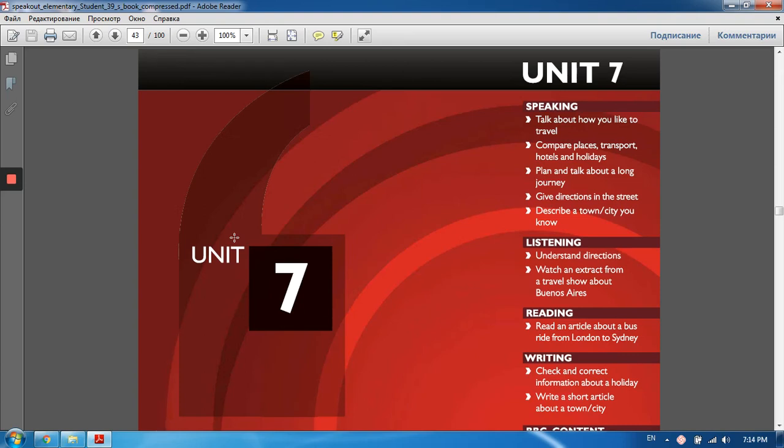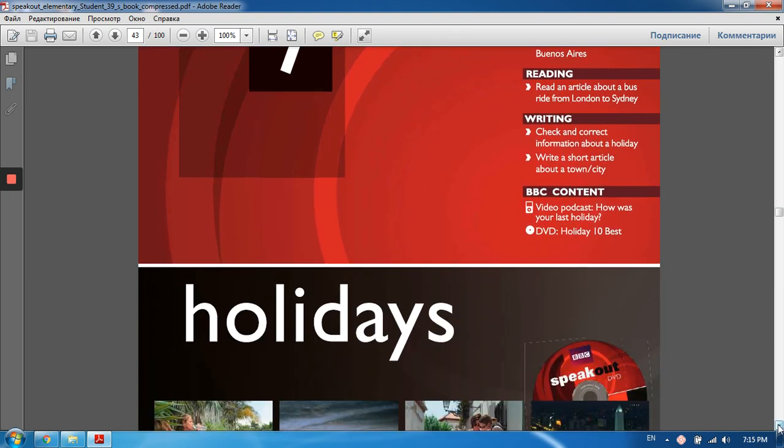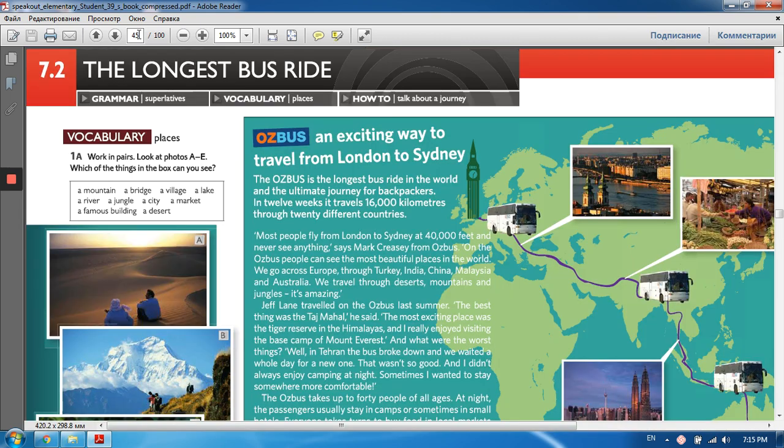I want to introduce you our new unit, Unit 7. The name of the unit is Holidays. And our subunit is 7.2, the longest bus ride. So we have here exercises, vocabulary, and grammar rules.